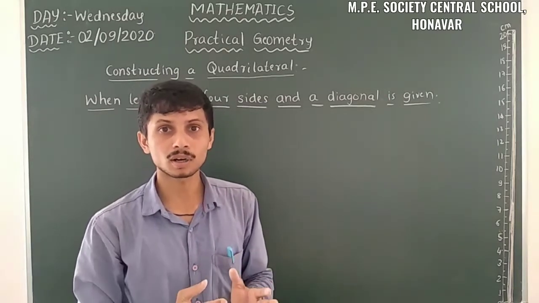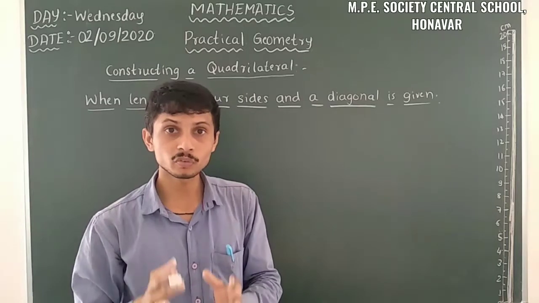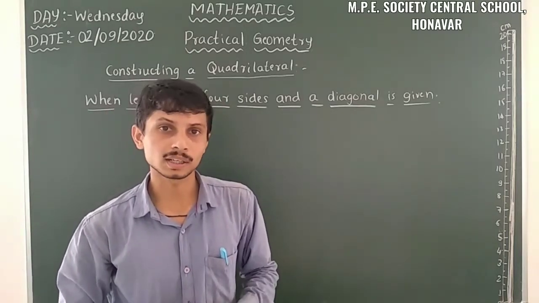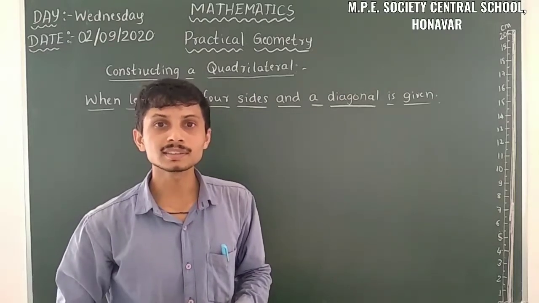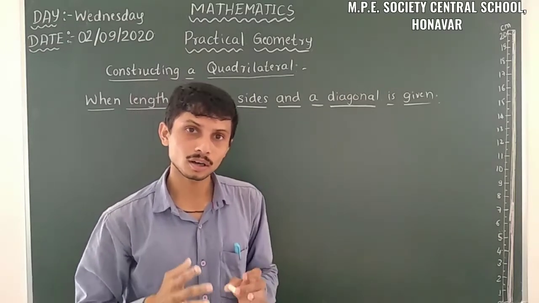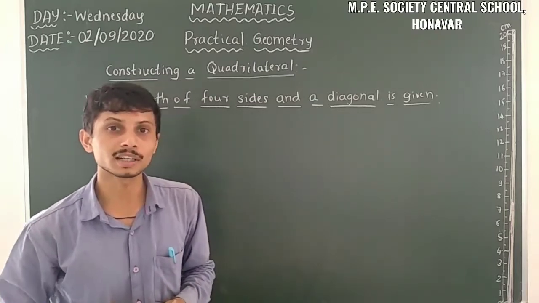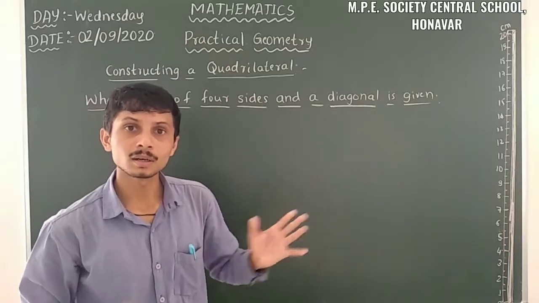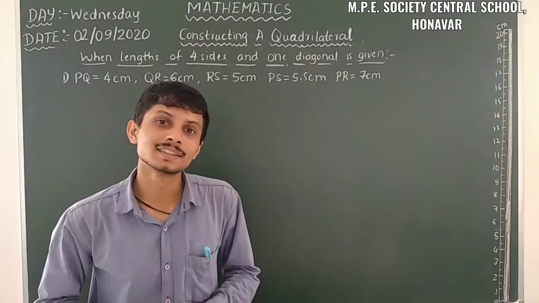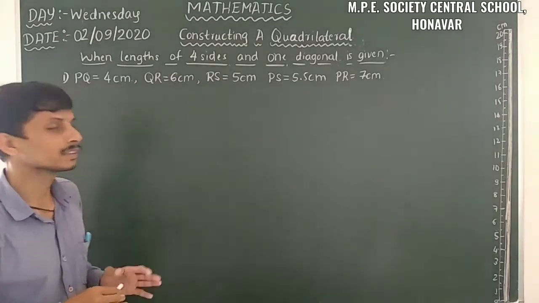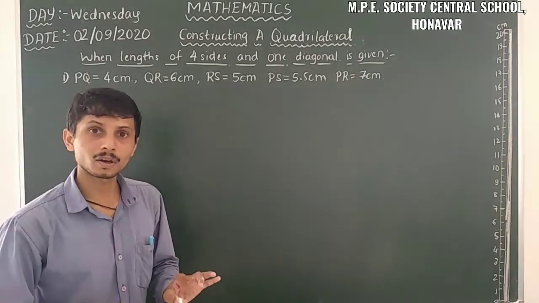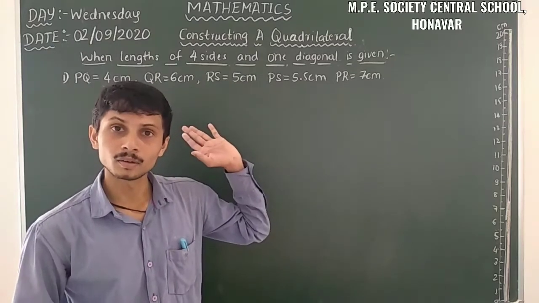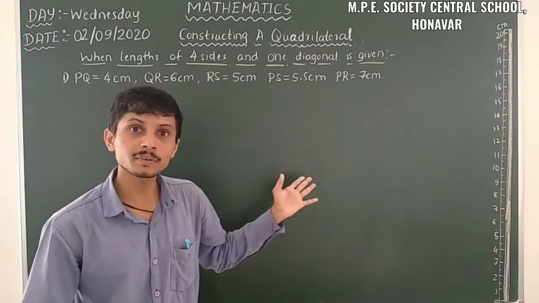All the methods of constructing a quadrilateral have a procedure. So we have to go with the procedure, and after that we construct the quadrilateral. Let us discuss the procedure to construct a quadrilateral when the length of four sides and a diagonal is given, by an example. Along with the procedure, we have to construct a quadrilateral from the given things.